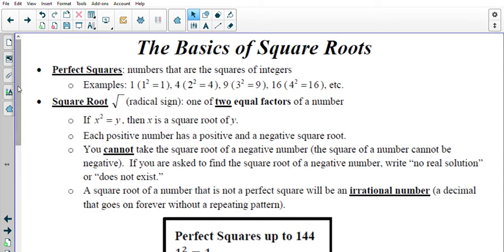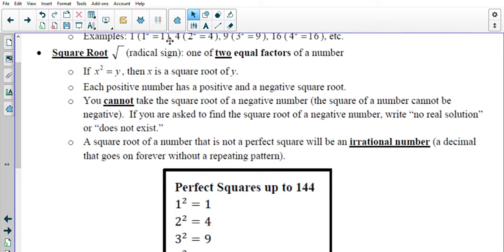So the square root symbol or radical sign is this guy. It kind of looks like a check mark. You might have seen it on your calculator before. But a square root is one of two equal factors of a number. So this is the definition, which I know sounds kind of complicated, so we'll try to simplify it for you. If x squared equals y, then x is a square root of y. Whoa, okay. Let's break this down.